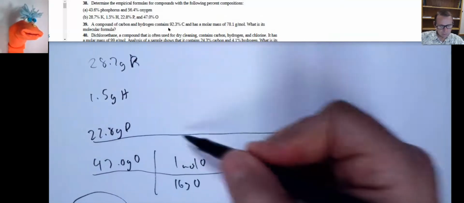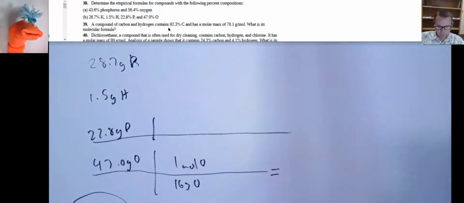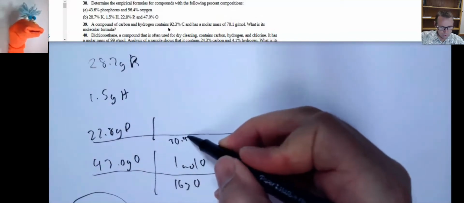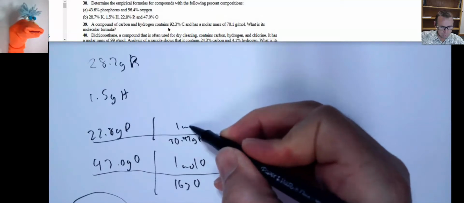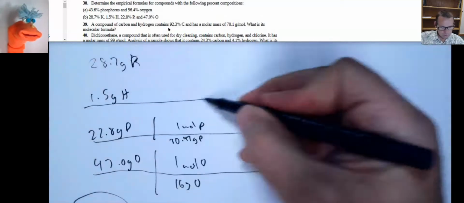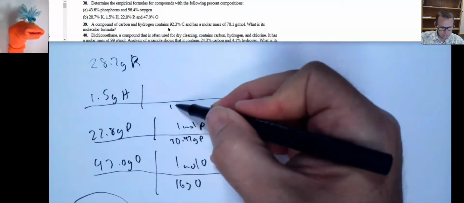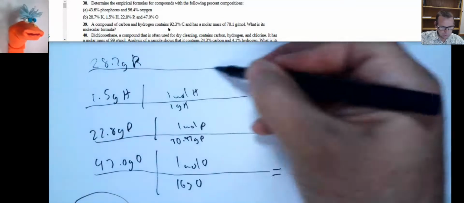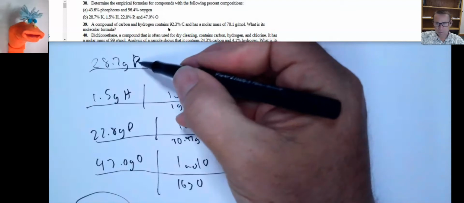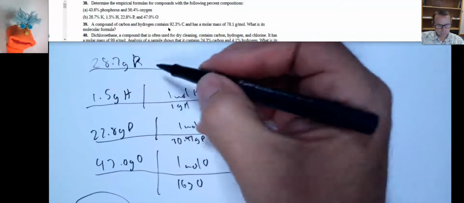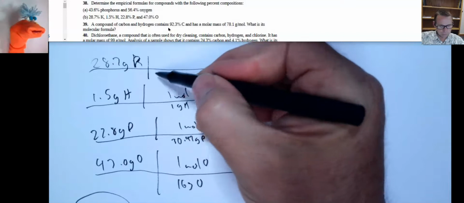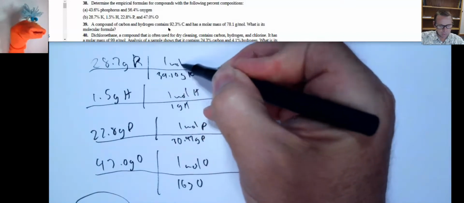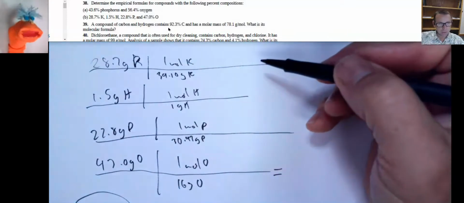This one here, phosphorus. What did we say phosphorus was? 30.97. So 30.97 grams of phosphorus for every 1 mole of phosphorus. This one's just 1, right? Yeah. And this is potassium? Potassium, 39.10. 39.10 grams of potassium for every 1 mole of potassium. Where'd you get that? The periodic table.